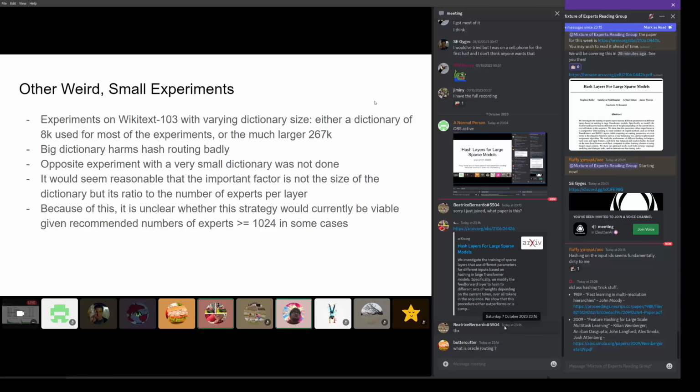I added 2 hashing trick papers to the MoE thread. Sweet.